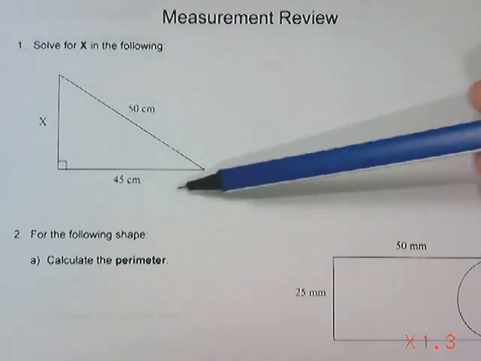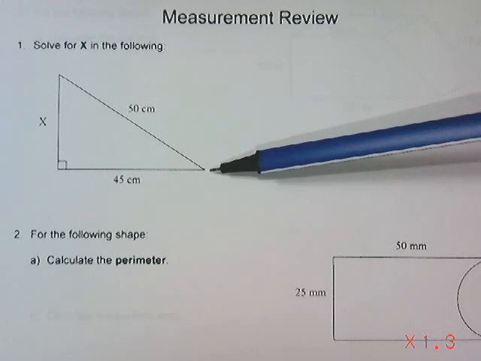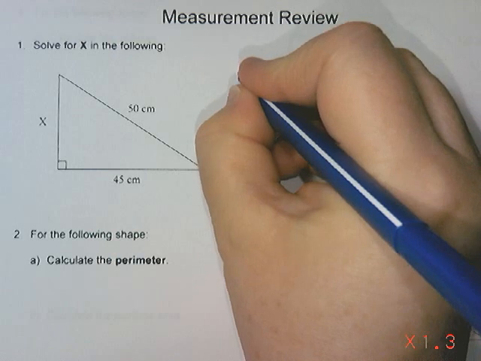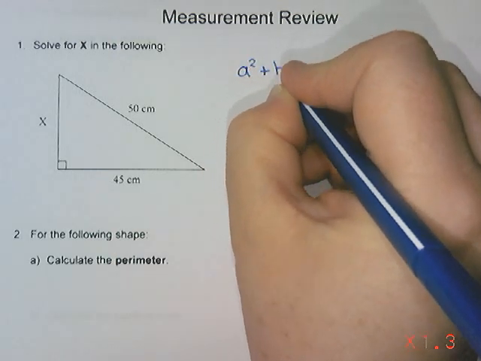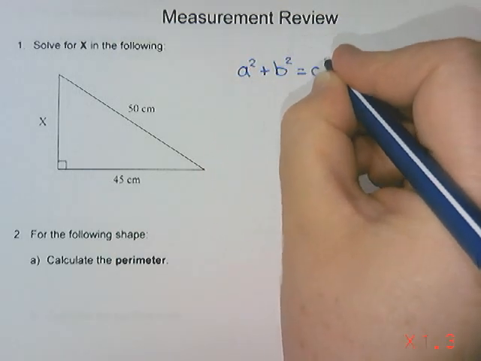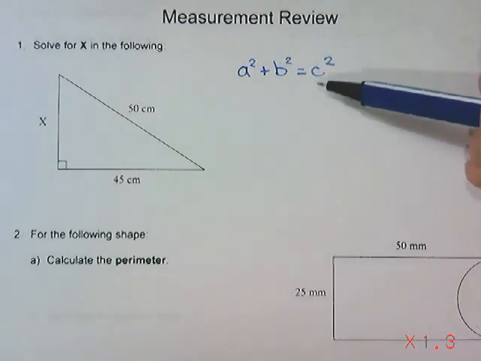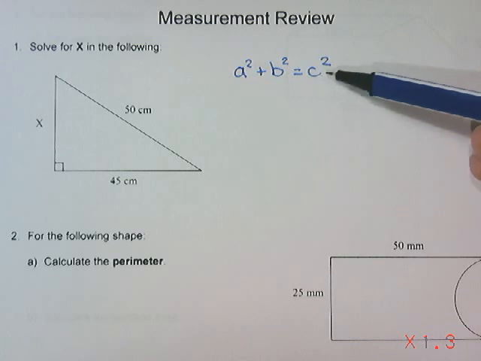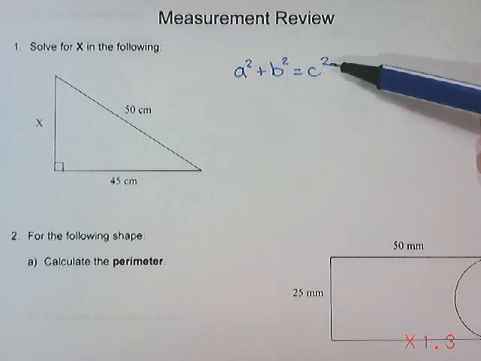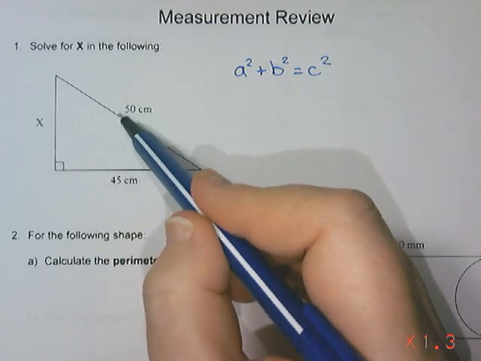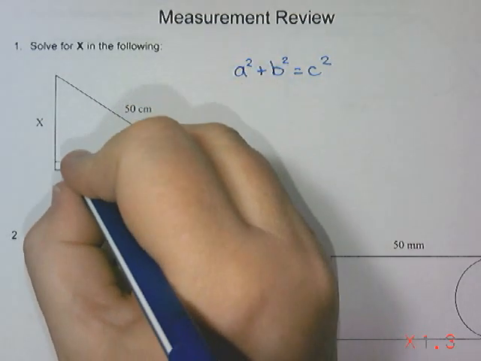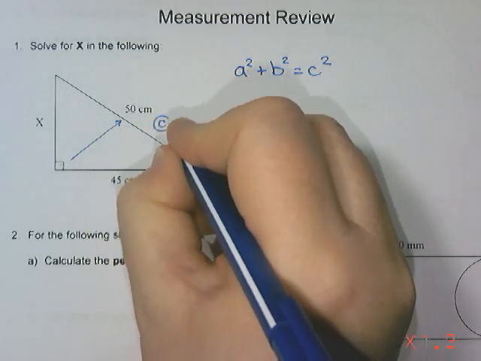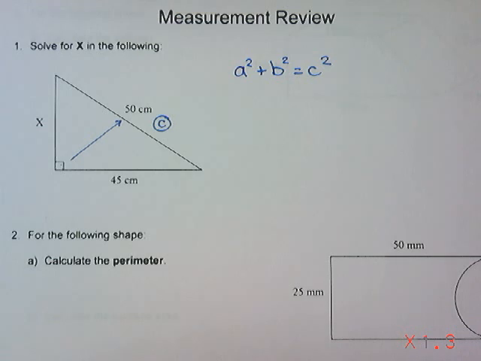Now, to help me find missing sides in a right-angled triangle, we can use the Pythagorean theorem, which is the formula a squared plus b squared equals c squared. Now, in the formula a squared plus b squared equals c squared, c is the longest side, called the hypotenuse, and the hypotenuse, the longest side, is always located across from that 90-degree angle. So this side over here, the 50 centimeters, is the longest side in that triangle, so it is side C.